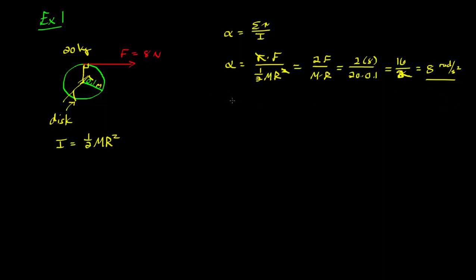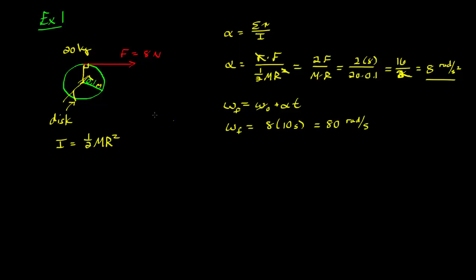Okay, so what can we do with this? Well, we could say, how fast is it going? What's the angular velocity after, say, 10 seconds? So that would be our initial plus our angular acceleration times t. We assume the initial is 0, so my final velocity is going to be 8 times 10 seconds. So we get 80 radians per second.